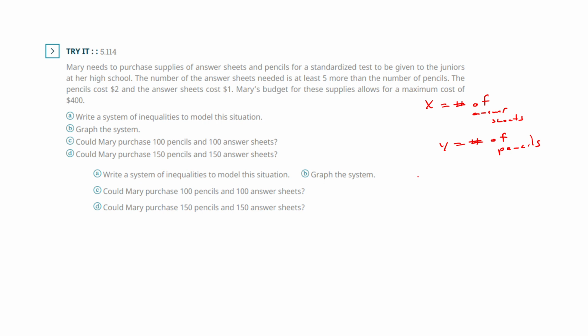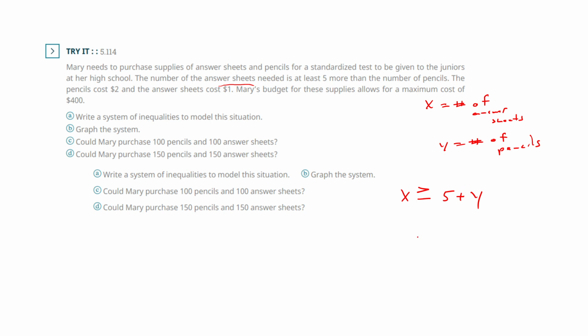Okay, so we need to make 2 equations. So we're building in this first one here. The number of answer sheets is at least, okay, so we're happy with 5 or greater than, so at least would be greater than or equal to 5 more than the number of pencils. So there's one equation. And then here's the second.